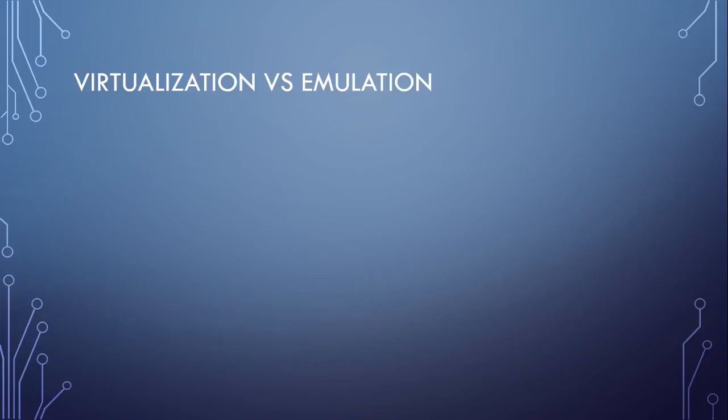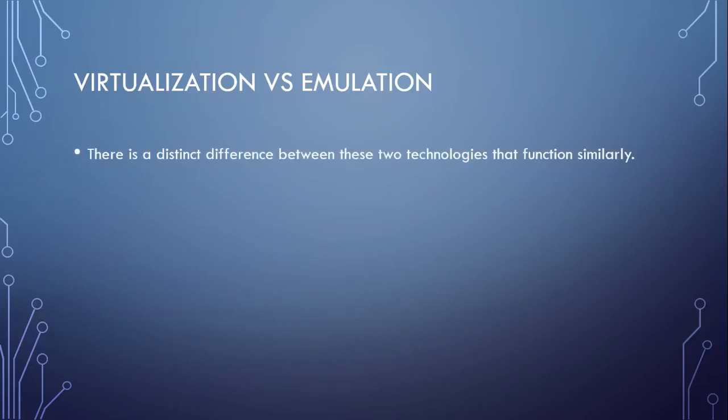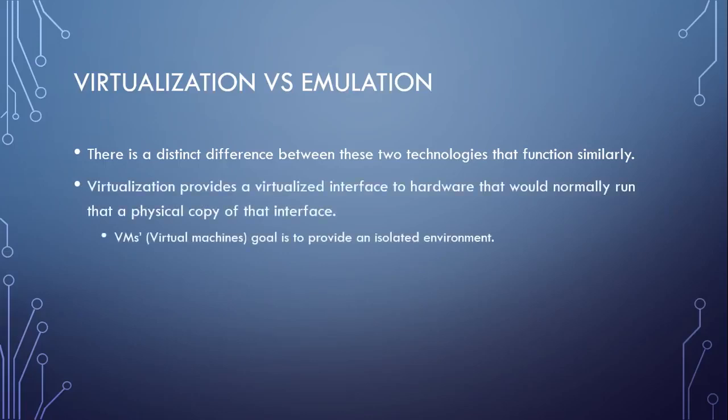All right, one last thing to really kind of talk about here before we segue into the lab. Let's just really quickly discuss that of virtualization versus that of emulation. Now, there's a distinct difference between these two technologies that function similarly. Some people might think they're very similar, but there are some differences. Virtualization provides a virtualized interface to hardware that would normally run a physical copy of the device. So VMs, or virtual machines, their goal is to provide an isolated environment. Like you could run a virtualized environment of the Windows operating system I'm running right now. It would be an operating system that could function on that hardware.